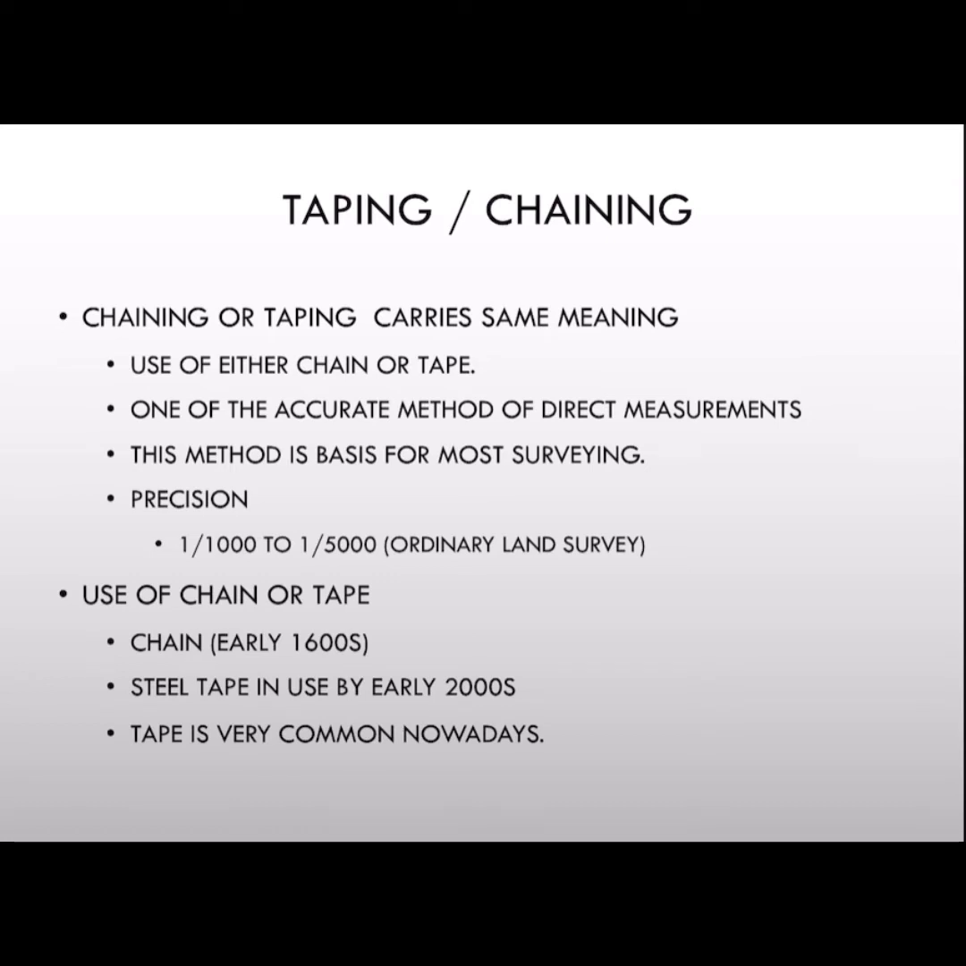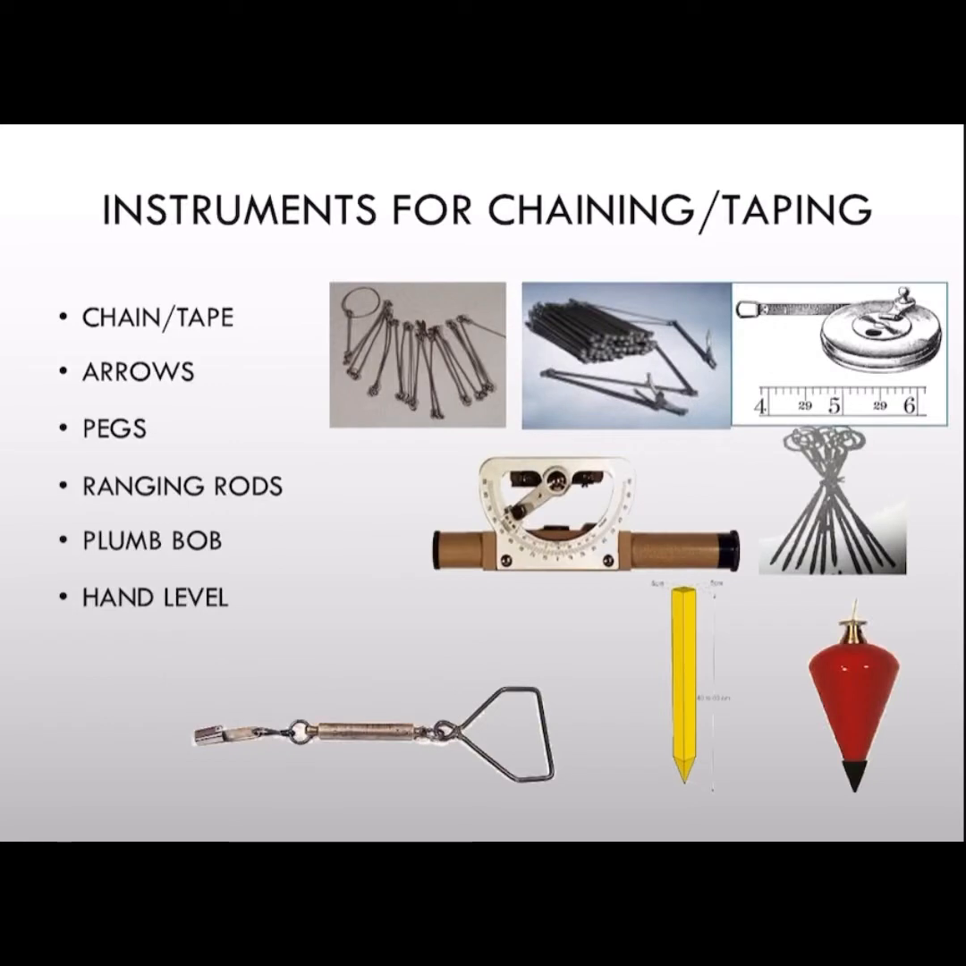Then the use of chain or tape. Chain was used early, in the 1600s, like steel tape was in use by the early 2000s, and the tape is very common nowadays. The instruments used for the chaining experiment are arrows, pegs, ranging rods, plumb bob, and a hand level.